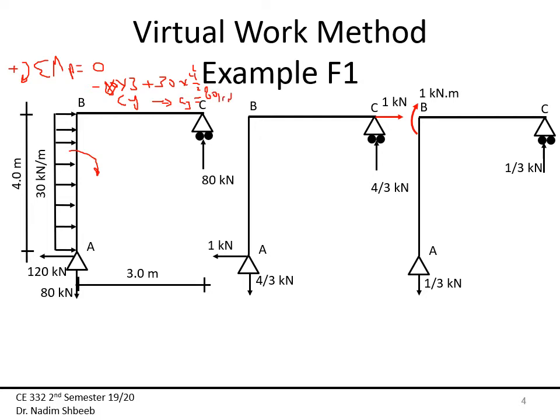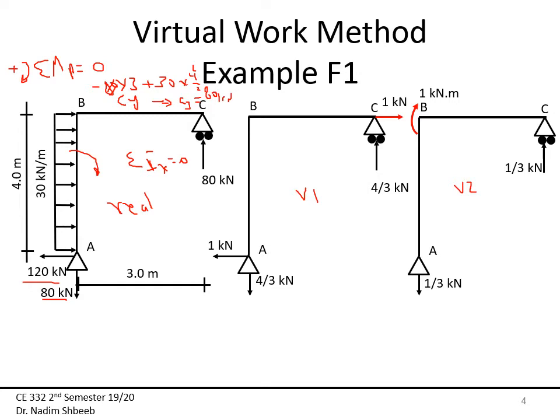Then summation of Fy equal to 0 will give you Ay to be minus 80, or in the opposite direction. Summation of Fx equal to 0 will give you Ax to be 120 kilonewton. So that's the reactions for the real frame. Again, here's the real system. This is the virtual 1, and this is the virtual 2.